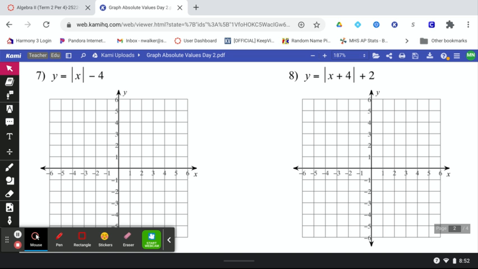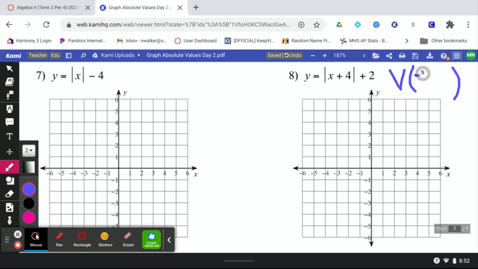Do you guys want to go over 7 or 8 first? 8. I'll go over 8 first. Your vertex on number 8 should be negative 4, 2. Do you guys agree or disagree with that? So negative 4, up 2, and then we just go up 1 over 1 from there and extend it as much as you can.